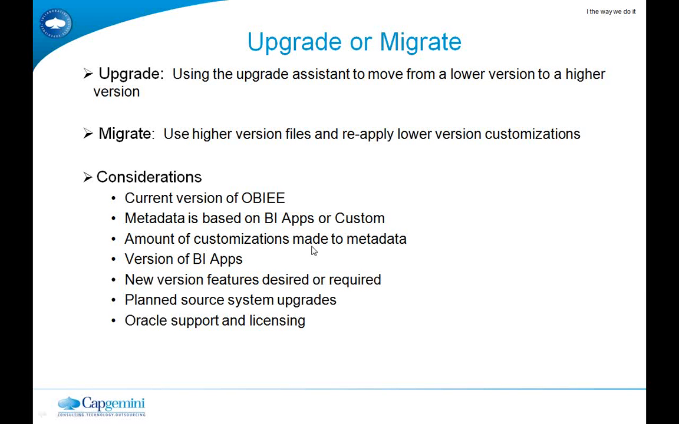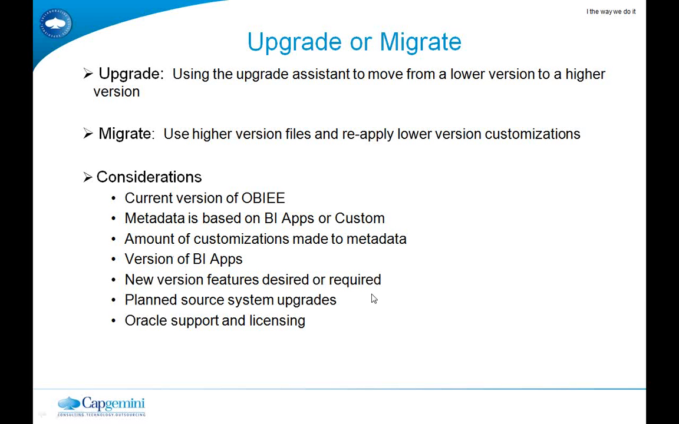The amount of customizations made, as I had stated, what version of the BI apps. For example, I know some people that are on 7.8, an older release of the BI apps, who made some heavy customizations. In order for them to move up to, say, 7.9.6.3 and 11g, they would have to do a migration upwards of the apps before they move things in. So they'd have to go to a 10g environment upgrade there and then upgrade the information from there.